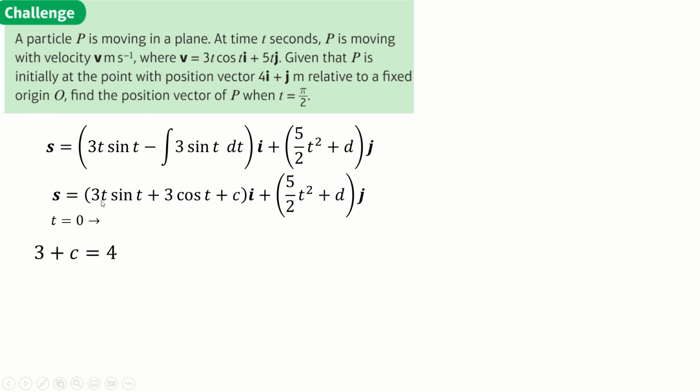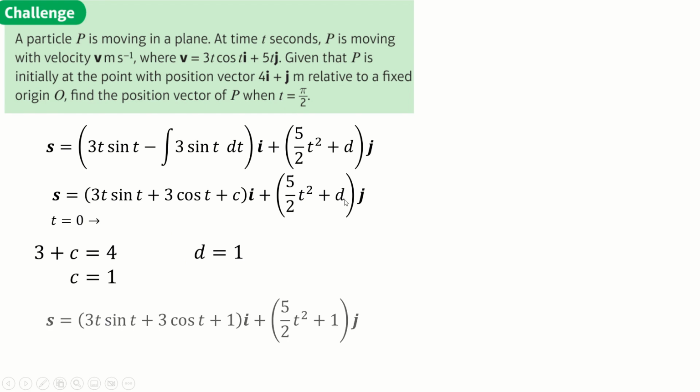So we know that when t is 0, this whole thing is, we're at the position vector 4i plus j. So this whole thing is 4 when t is 0. And when t is 0, of course, that goes away, and that turns into a 1. So we get this. So c is 1. And we know that this is 1. T is 0 makes this go away, so d is 1. Good. So we end up with this here.